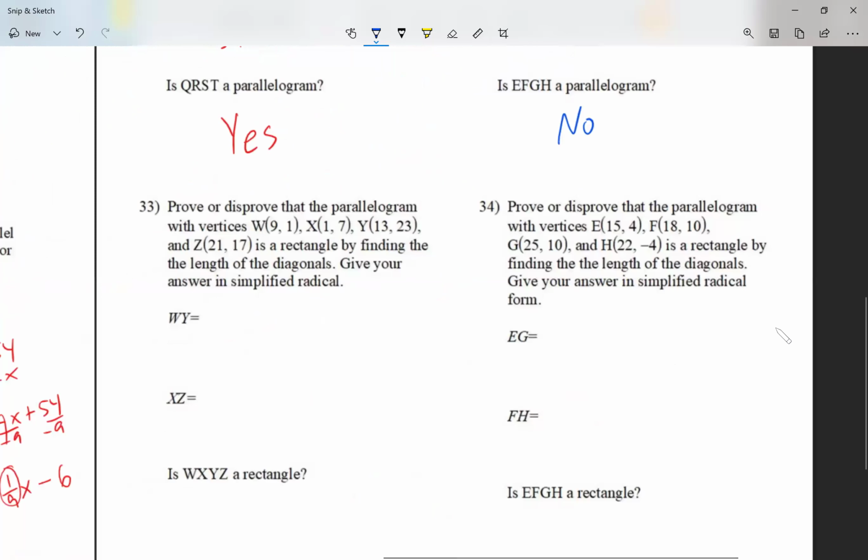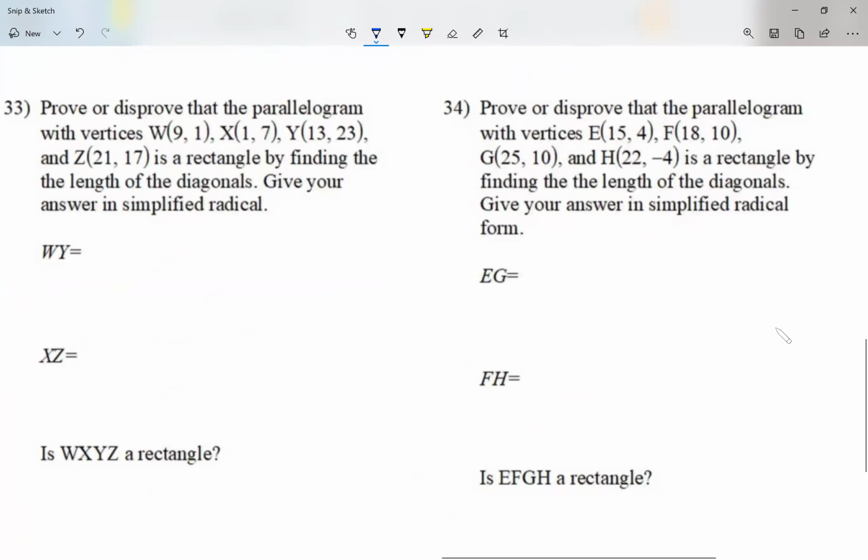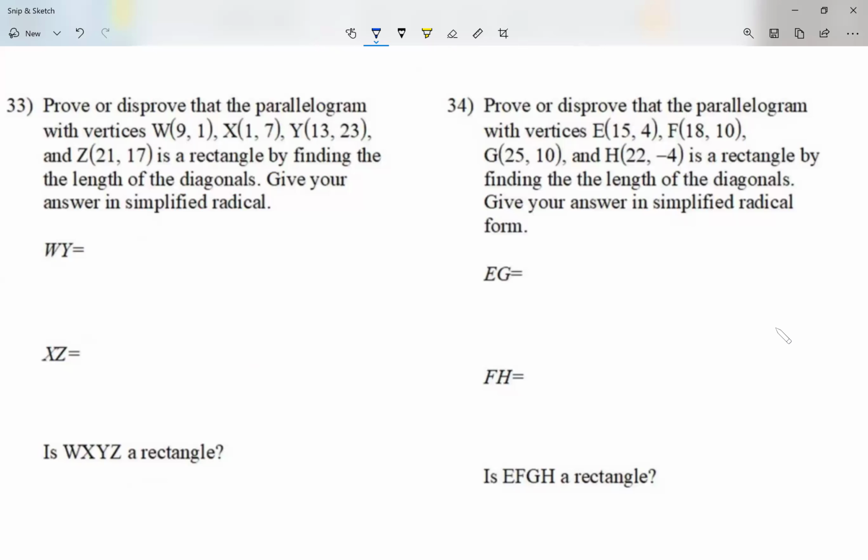Now let's take a look at 33 and 34. Prove or disprove the parallelogram with vertices. So it gives me the vertices of a parallelogram.